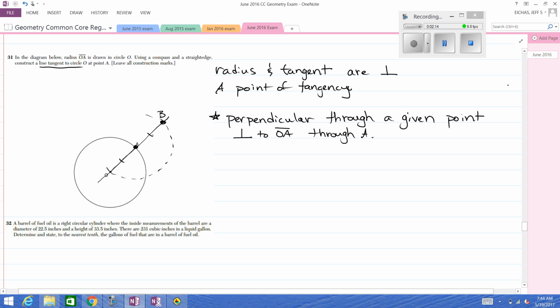So then I'm going to construct the perpendicular bisector of OB. What that's going to do is, of course, go through A, because A is exactly between O and B, and then it's going to get me perpendicular. So that's my concept. To start off, I needed this arc right here to create point B, which is the same distance from A as O is. All right, so let's go over and do that on Geometry Sketchpad.